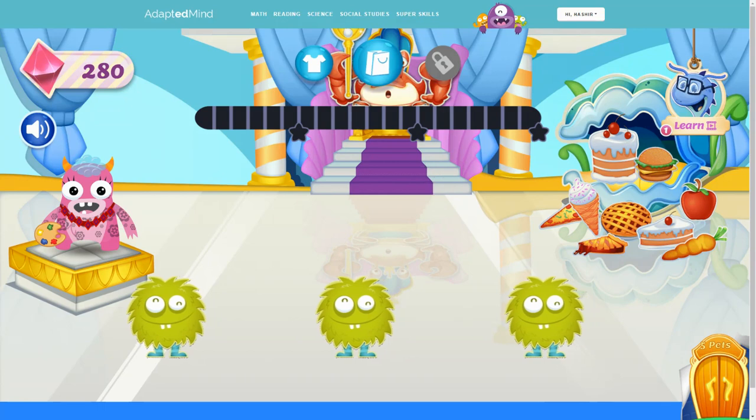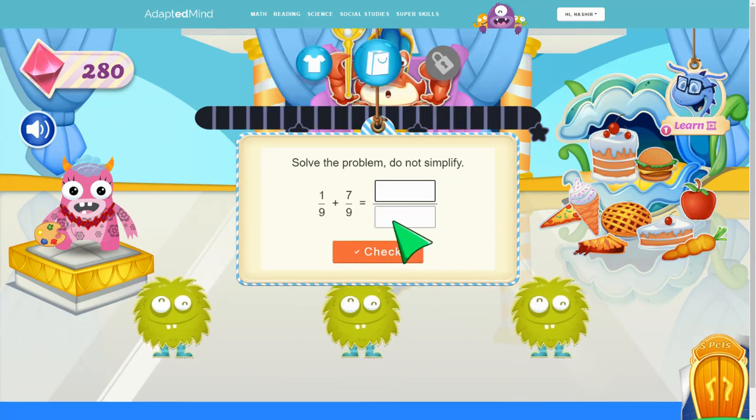Munchkins. Help feed the hungry Munchkins.